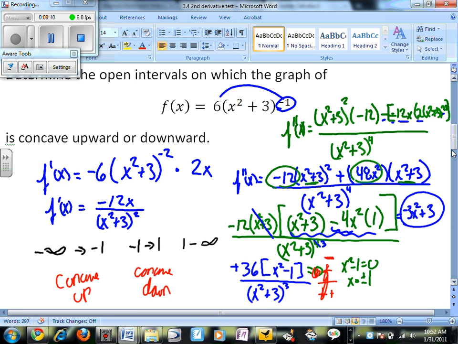When I plug 2 into my second derivative, which is right here, I'm going to get 36 times 3, so that's going to be a positive value up top. I have a positive value in the bottom. It's a positive over positive, so this guy is going to be concave up. So there's a test for concavity right there. I'm going to come back in the next video and show you the second derivative test and points of inflection. All right.